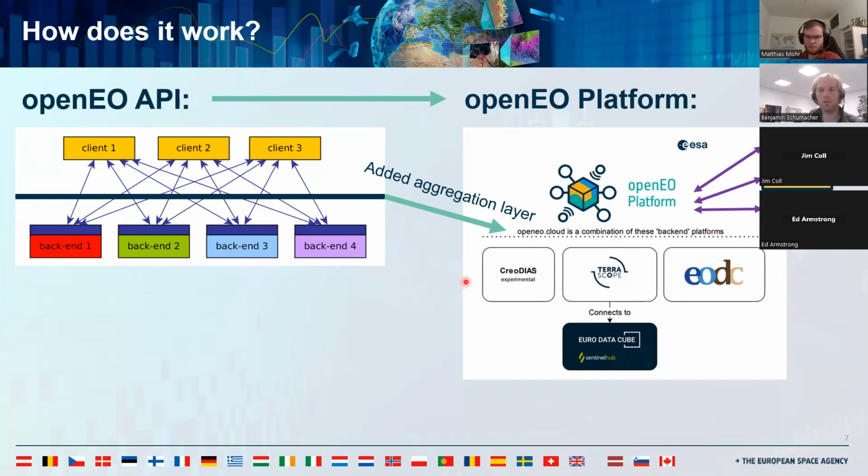Currently, openEO platform runs on 3 backends. That's the EODC backend, which is Xarray and Dask, so Pangeo compliant. Terrascope is a GeoTrellis implementation, and that also runs on CreoDIAS. And right now, this should actually be updated: the Euro Data Cube and Sentinel Hub is becoming a new backend right now.